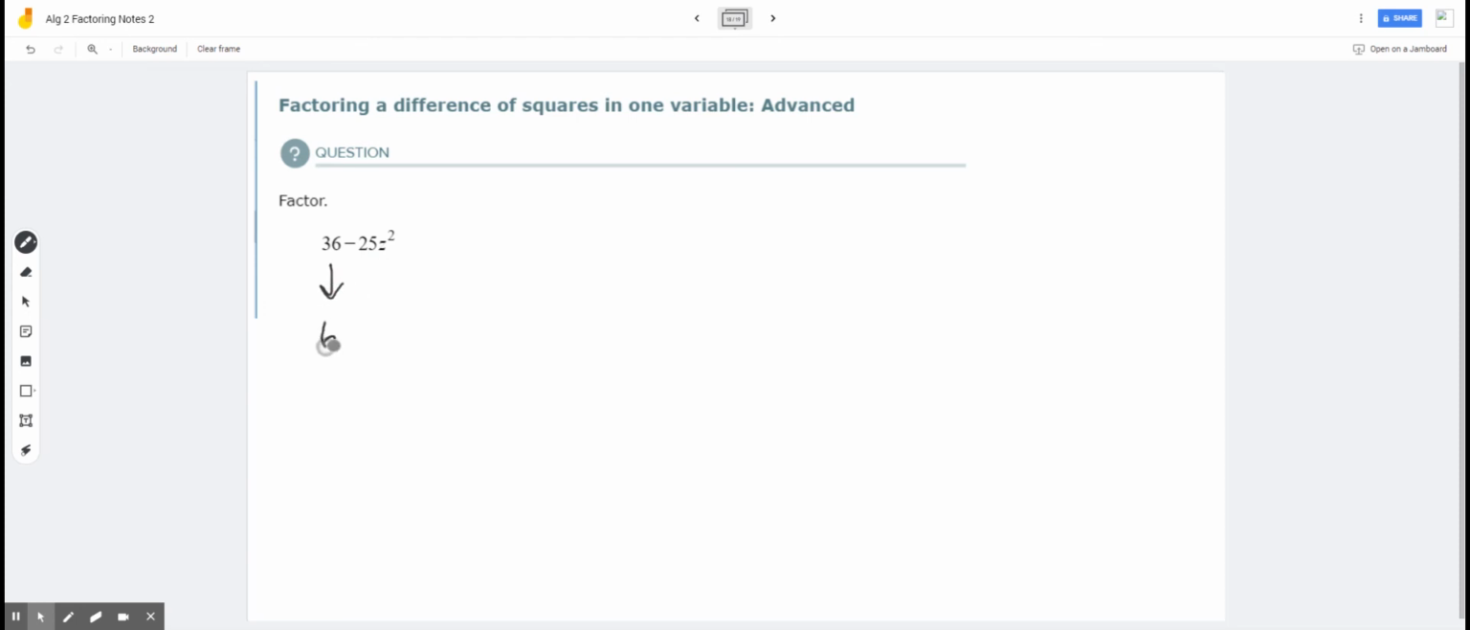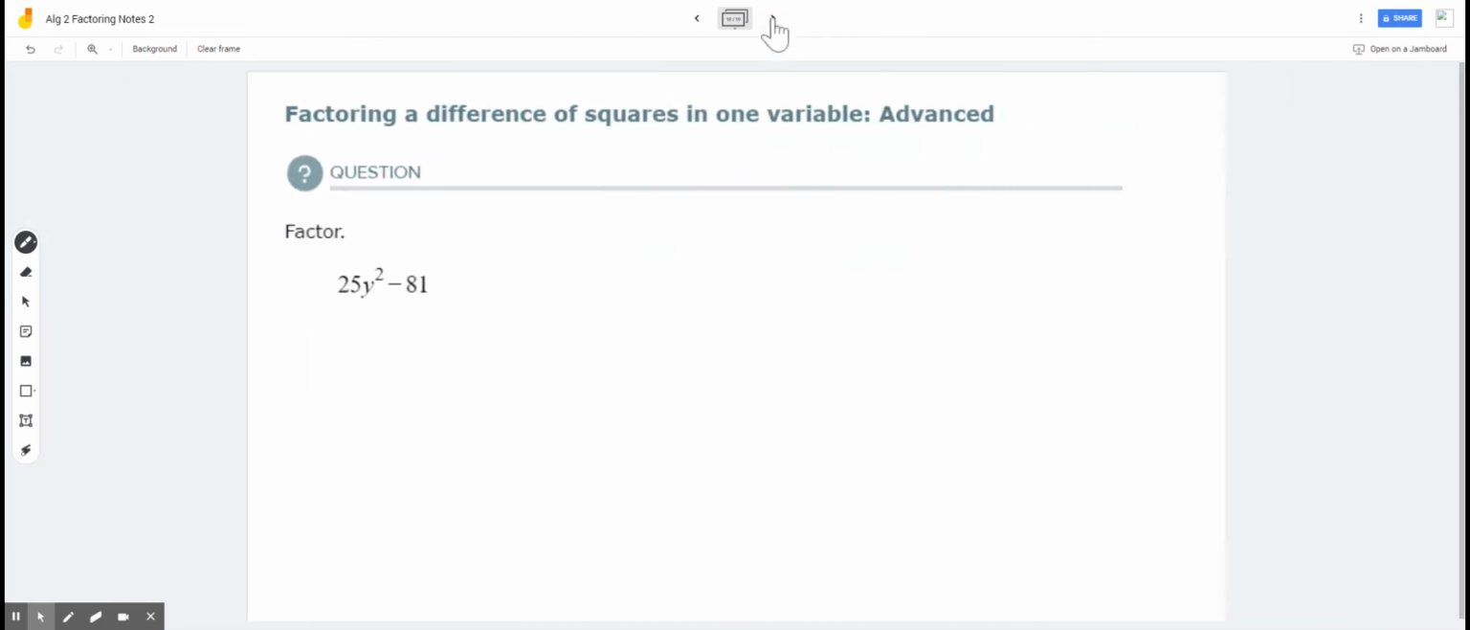Square root of 36 is 6. Square root of 25z squared is 5z. By the way, if that's not the square root, you can't factor it. So don't do it, okay? So you're going to get (6 minus 5z)(6 plus 5z). Cool? Is that it? One more? Okay, flip it around. 5y is the square root, 9. So it's (5y minus 9)(5y plus 9).